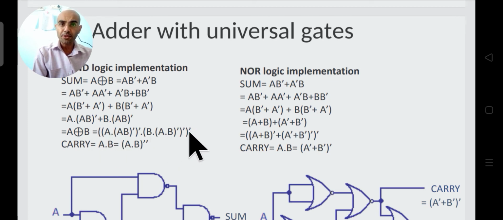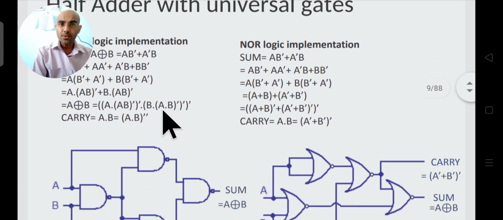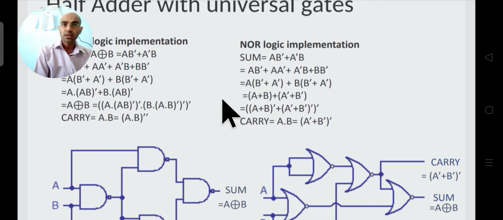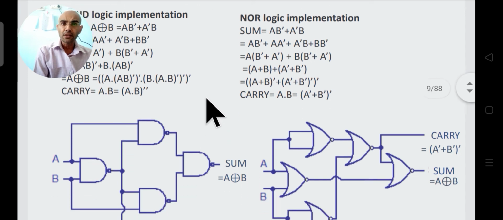So if you read this expression properly, you see that whenever we have to implement the circuit with the help of NAND gates, then we should have this whole complement, and the expression in the form of X dot Y whole bar. If we get this type of expression, then it can be easily implemented with the help of NAND gates.